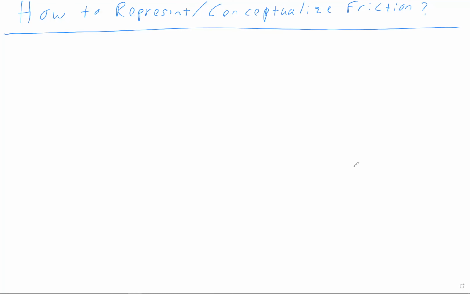Okay, so a big question then is how to represent or conceptualize friction. Oh, and let me change this so you can see me. Okay, there we go. That'll take care of the blurriness if there is any. So how do you represent or conceptualize friction? And this letter is an E, represent. So what we have to use are these wonderful diagrams called force diagrams.